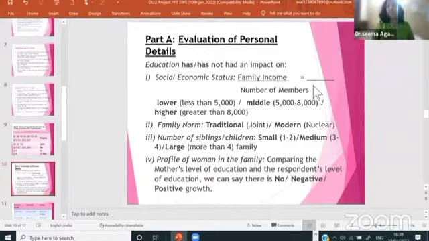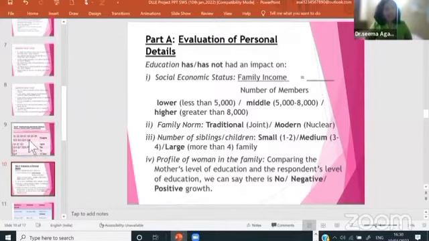Now we evaluate the profile of women in the family. A simple way to evaluate it is to compare the respondent's education to her mother's education. I'm giving you one example. If the respondent's education is BCom and her mother's education is also BCom, we can say that there is no growth. But if the respondent is BCom and her mother is MCom, there is negative growth, or the profile of women in the family seems to be negative. And if the respondent is MCom and her mother is BCom, we can say there is positive growth.